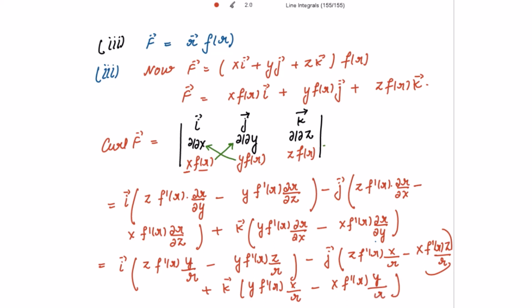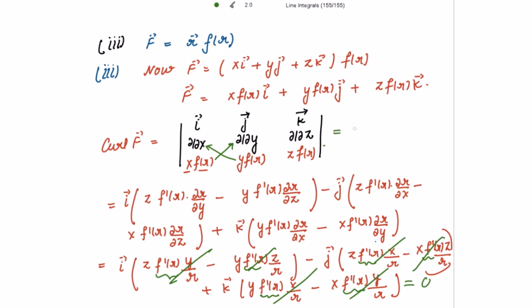Right? Okay. So here if I take f'(r) common from this, then what do we get? zy by r minus zy by r. That will cancel out. Then again, if I take f'(r) common from this, what we get in the bracket is zx by r minus zx by r. That cancels out. Again from here, taking f'(r) common, in the brackets we get yx by r minus xy by r. That also cancels out with each other. That means we are getting 0.